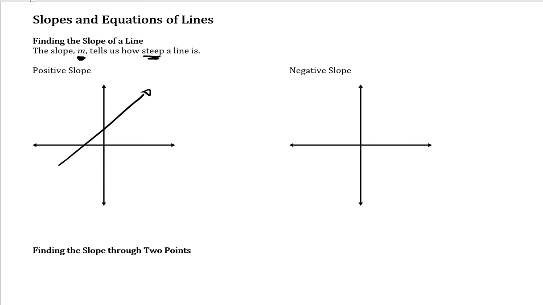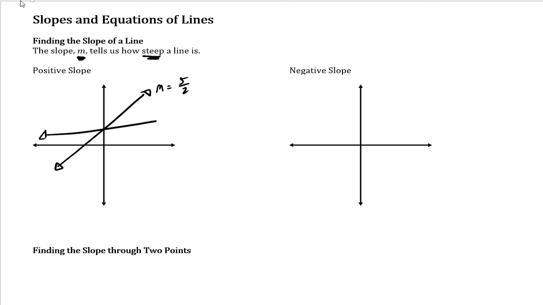So for instance, I'm just drawing a random line in. So here's our random line, and maybe it has a slope of 5/2. Okay, so we usually have it in fraction form, but it could be a decimal or a whole number.